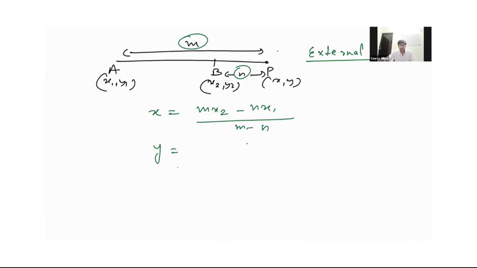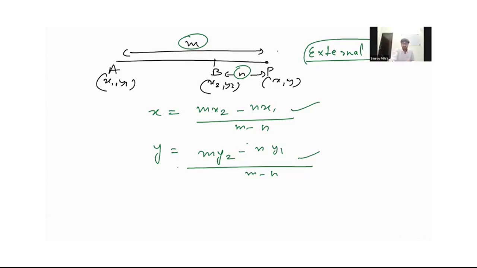Similarly, for y it is m into y2 minus n into y1 upon m minus n. This is your external case. You just have to remember this, whether they ask for internal or external: only in the external case will the minus sign be there. You have to remember this.